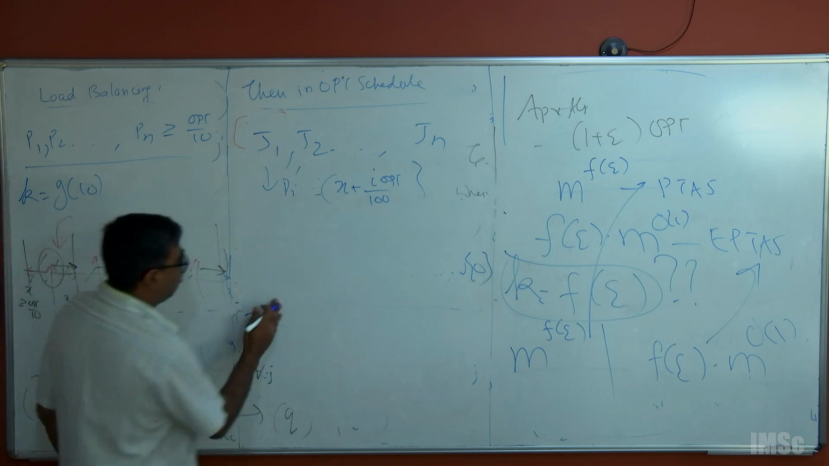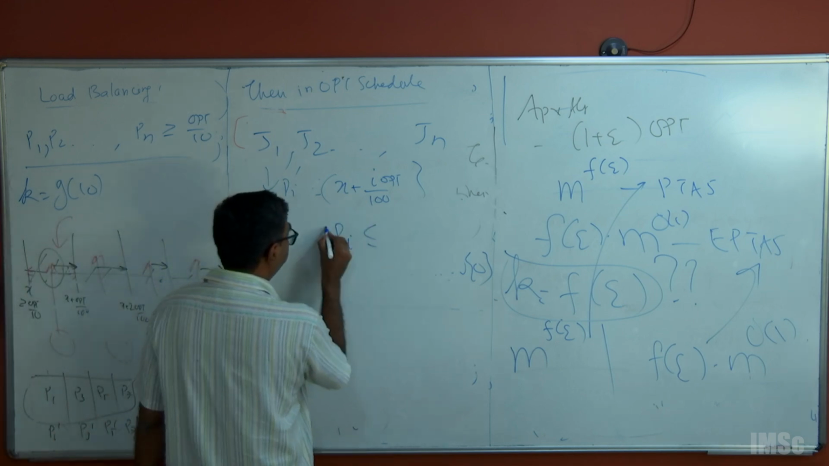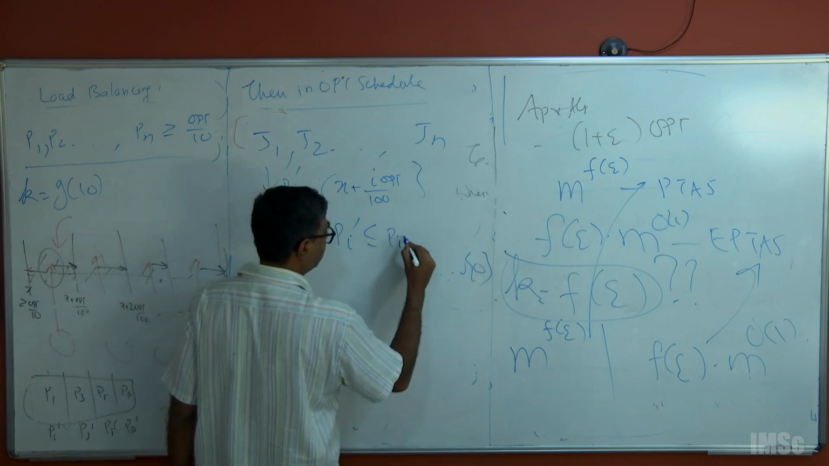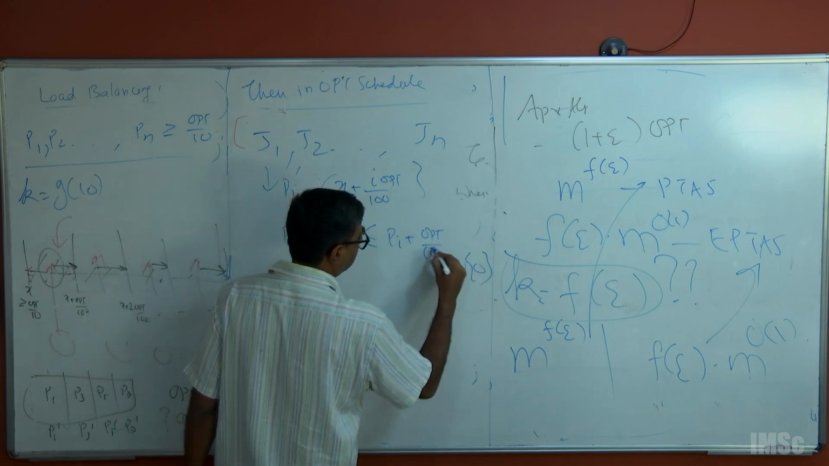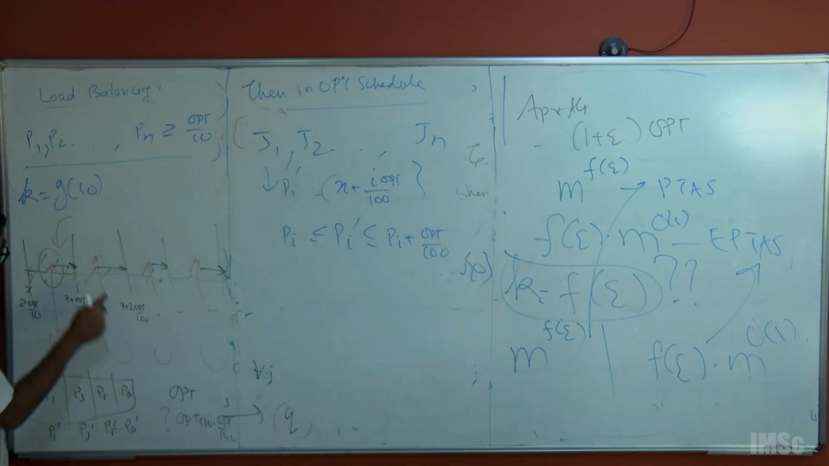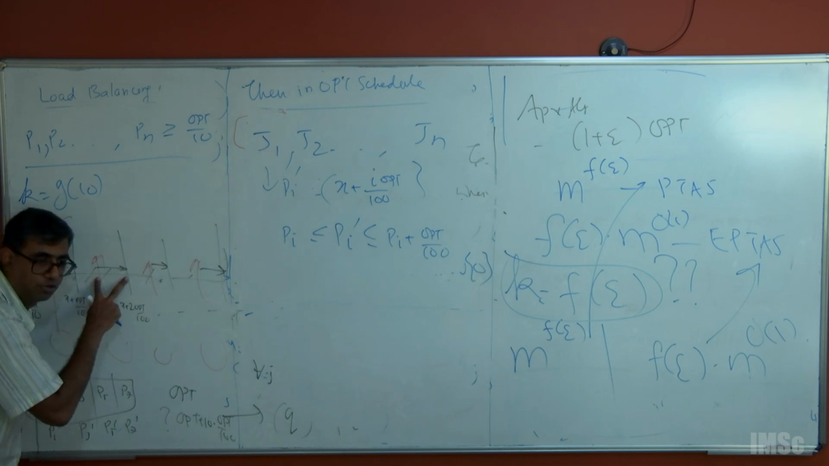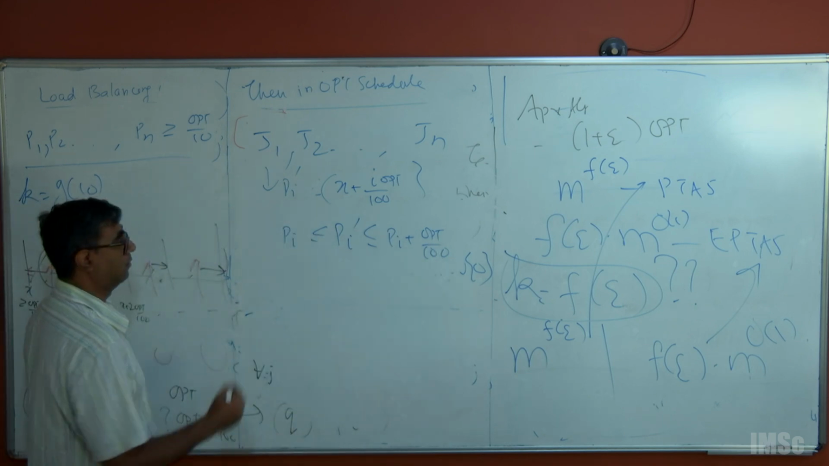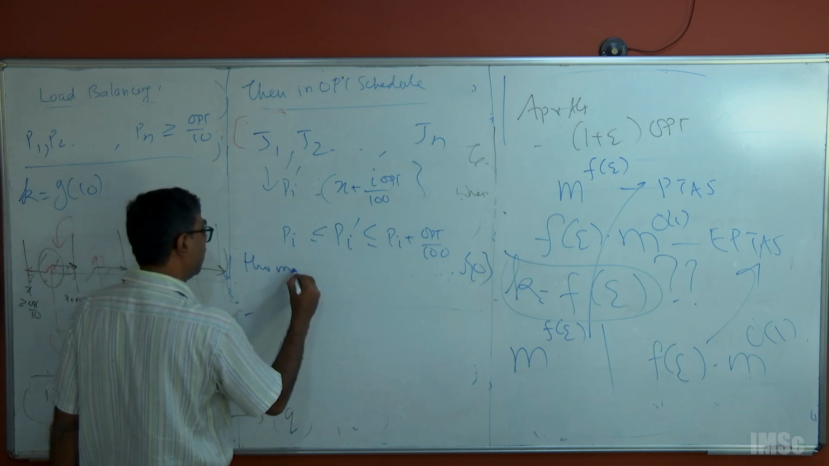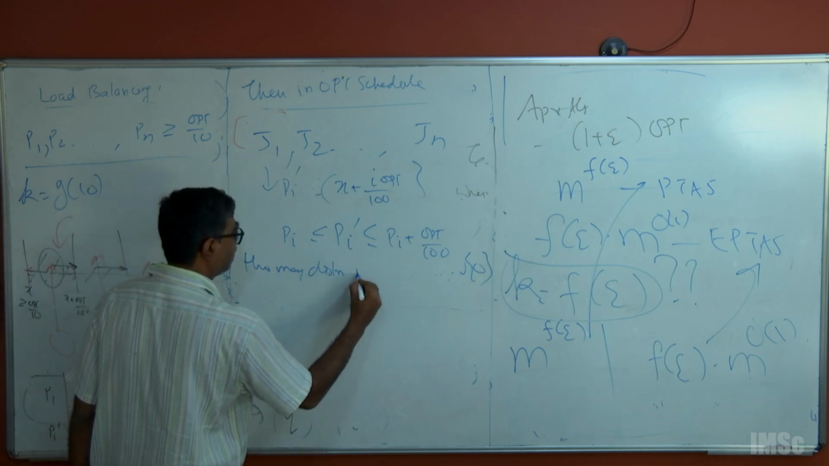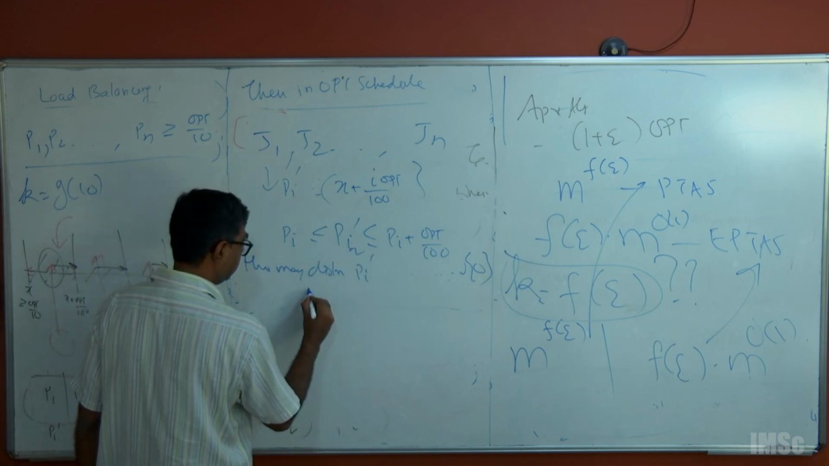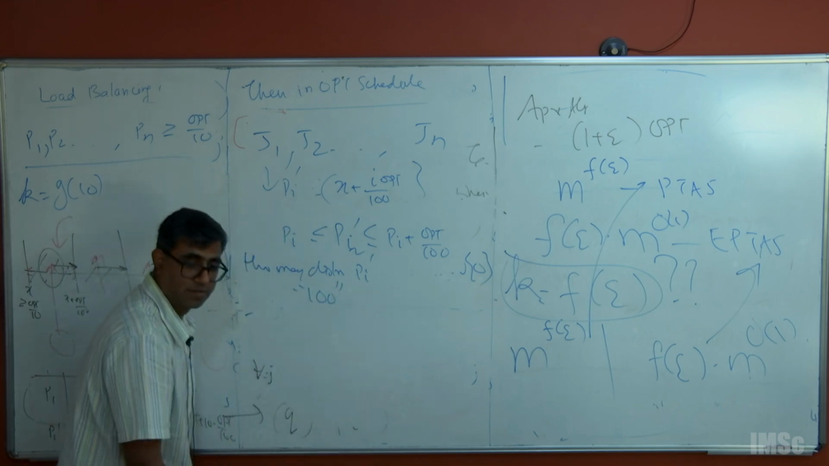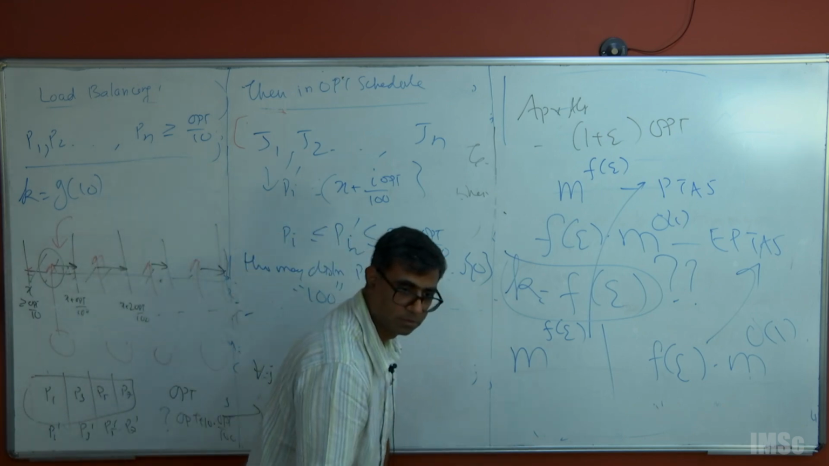So what is the property of each processing time? Each Pi prime is greater than or equal to Pi, but it is Pi plus opt by 100. Is that fine? Right? Because if you are falling in this bucket, I put you here. So new Pi prime is opt by 100. But how many distinct Pi's? How many distinct Pi's? It is 100. So I said, with this modified instance, solve my problem.